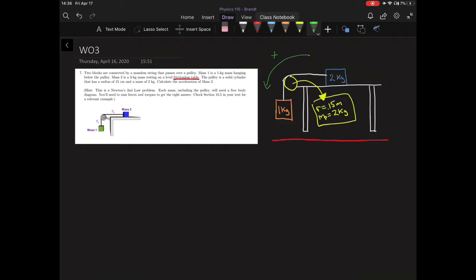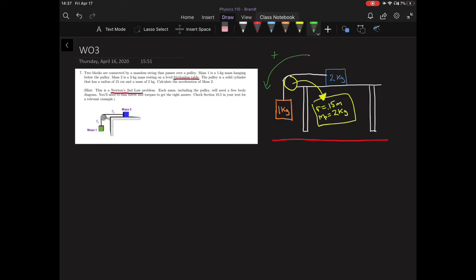In the hint, it even tells us that this is going to be a Newton's second law problem. So we've done these before. This time, though, we are going to have to include the torque as well. So in any Newton's second law problem, we're going to want to start with free body diagrams. So let's go ahead and do that first.